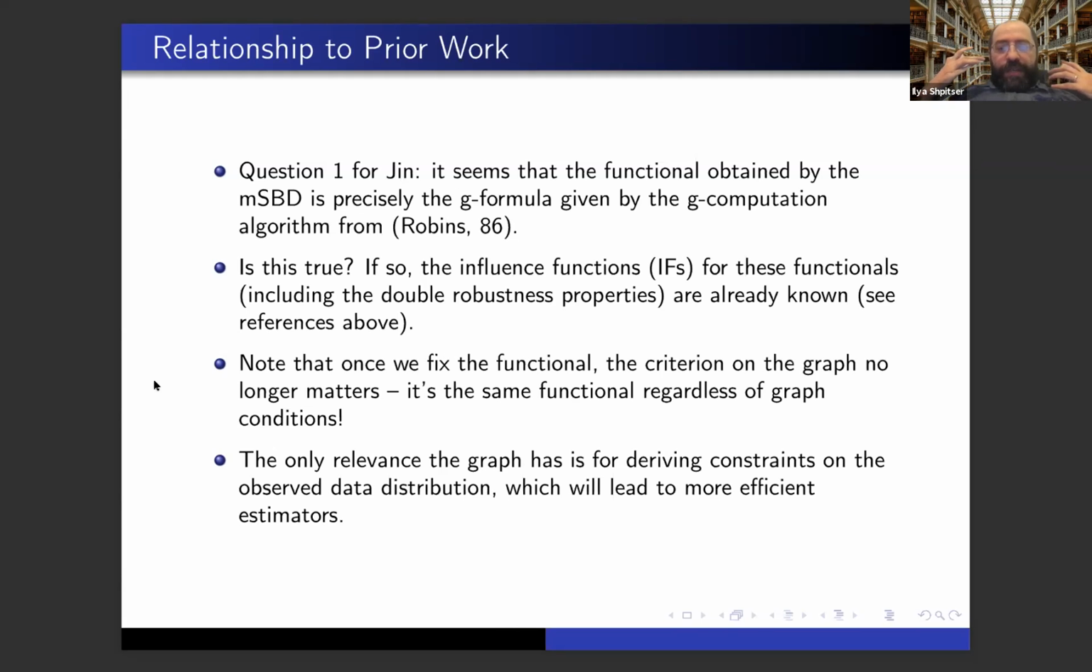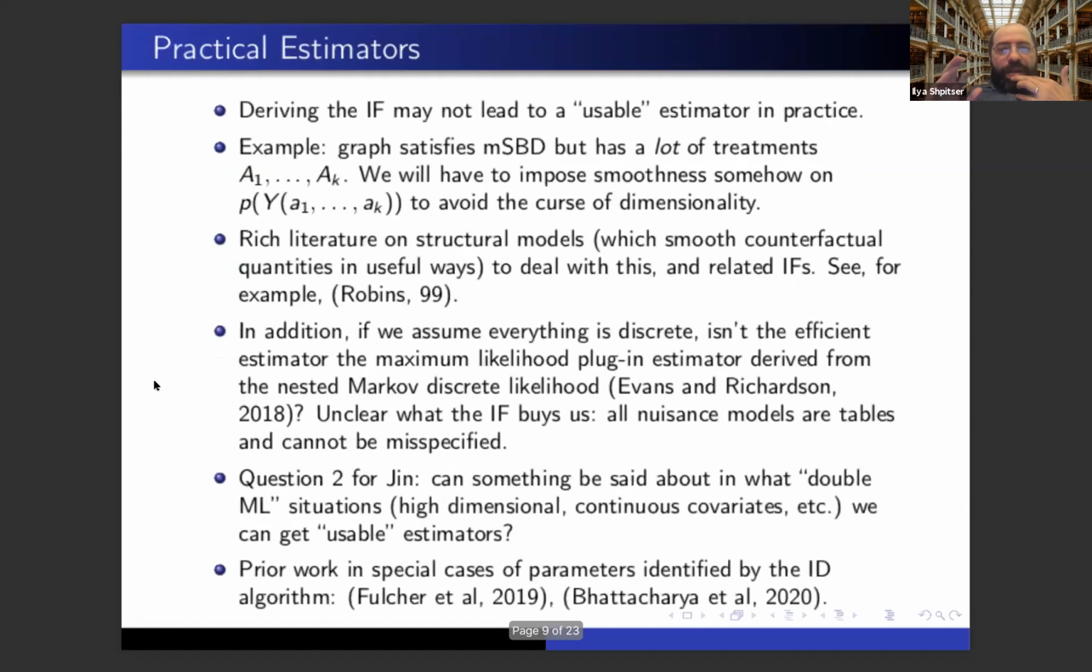And of course, once you fix the functional, the only relevance of the graph is for getting the constraints if you want to be efficient, because the graphs imply certain restrictions on the observed law, and you could project and get a more efficient IF. Okay. So, but maybe it's not quite the same as G computation. I'm not quite sure. All right.